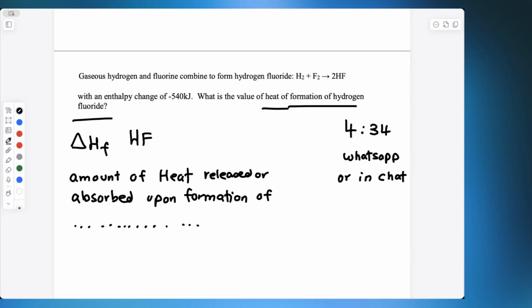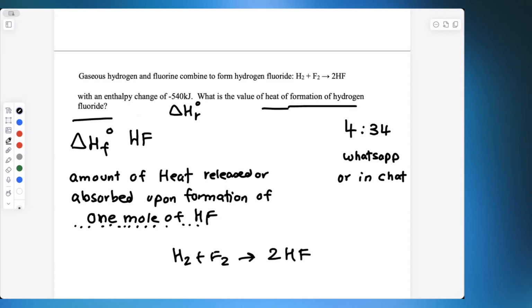So, the amount of heat released or absorbed upon the formation of 1 mole. This is a trick. If you know the definition, the delta H of formation of HF means the amount of heat released or absorbed upon the formation of 1 mole of HF. So this reaction, yes, is giving delta H, but the delta H given is actually delta H of the reaction. So H2 plus F2 to give 2HF. This is the delta H of the reaction, equal to minus 540.